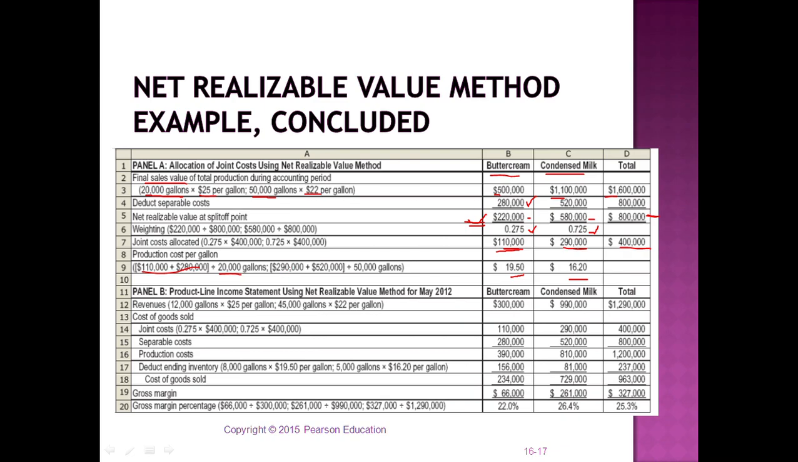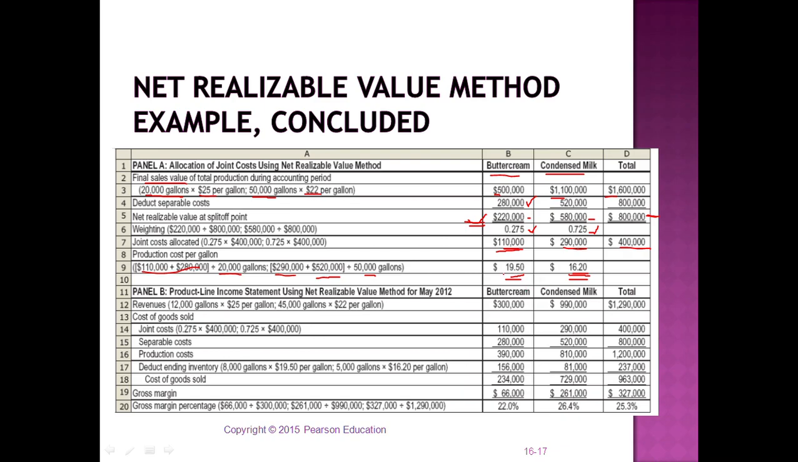Okay, similarly, you do the same for the butter condensed milk. 290,000 is the joint cost allocated. Add the separable cost, that is 500, the total cost for the production of condensed milk divided by 50,000 gallons. So here you got the cost per unit of buttercream as 19.5 and the cost per unit of condensed milk is 16.2. So please understand that correction, right?